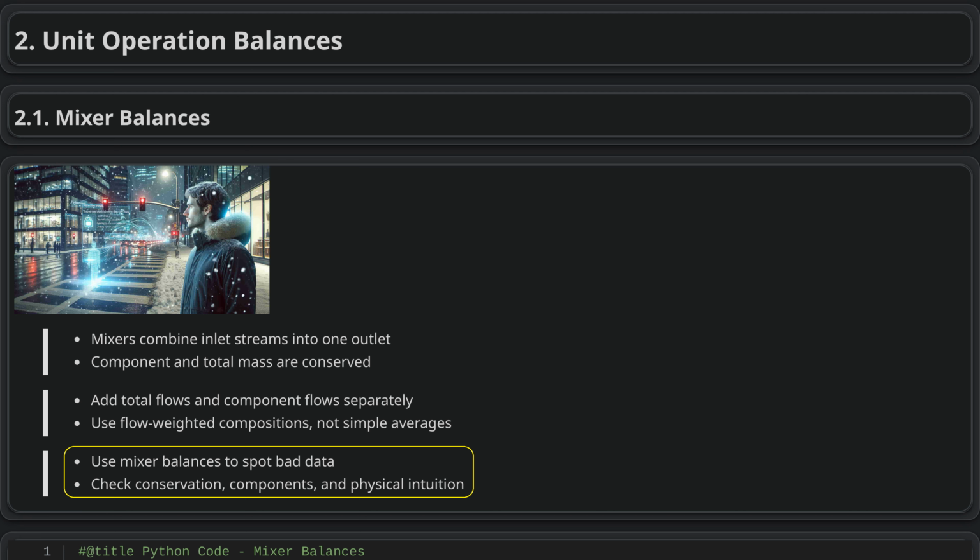Mixer balances help check whether process data are physically consistent. Inlet and outlet flows should agree within expected limits, and outlet compositions should fall within plausible ranges. If they do not, the data may suggest leaks, missing streams, or another unaccounted process. These checks are important in applications such as fuel blending and pharmaceutical formulation because they enforce material conservation and support sound engineering judgment.